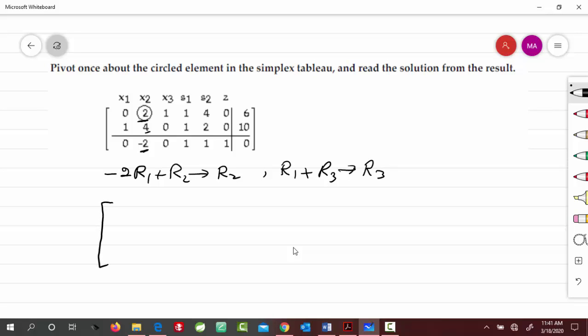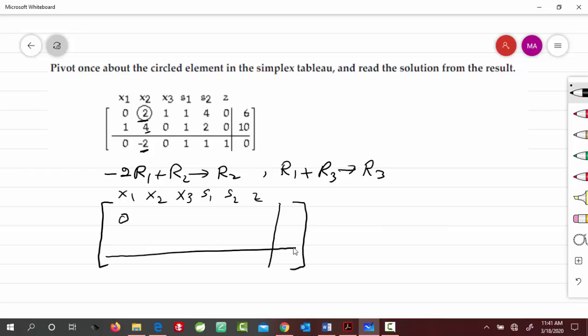So you have to write the next table. We write these variables on the top: x1, x2, x3, s1, s2, z, and then we have this vertical line, this horizontal line, and the pivotal row as it is we have to write. So that is 0, 2, 1, 1, 4, 0, and 6.